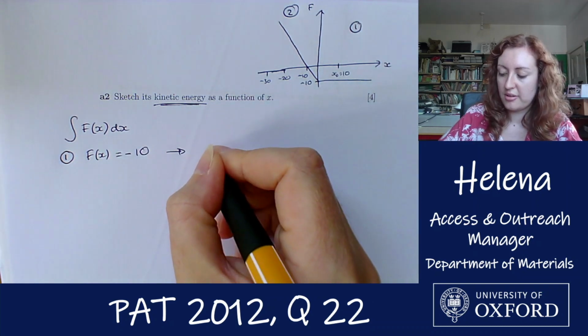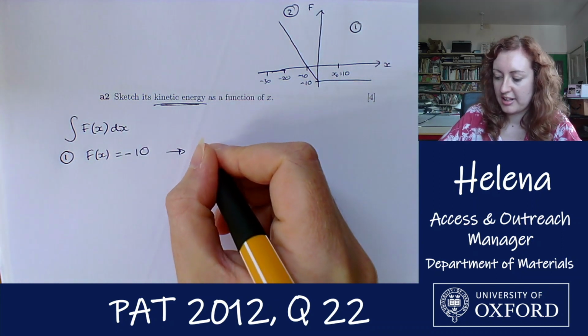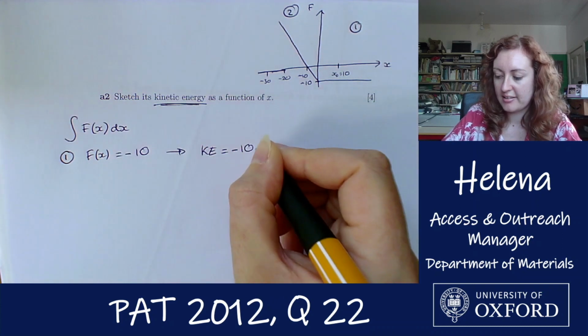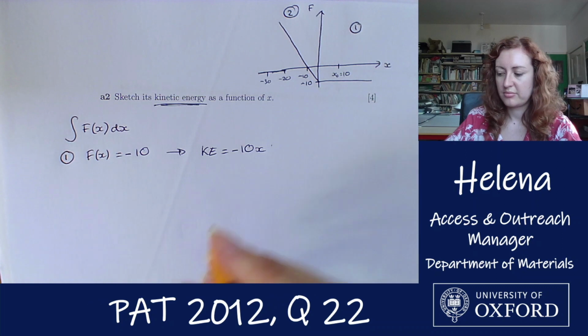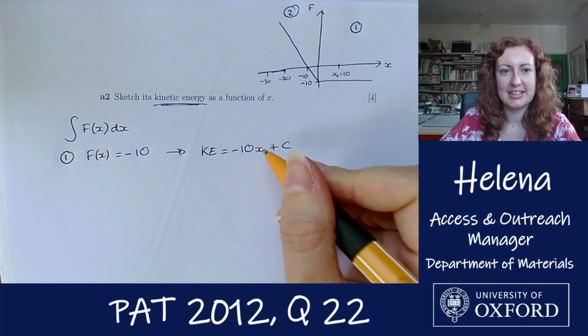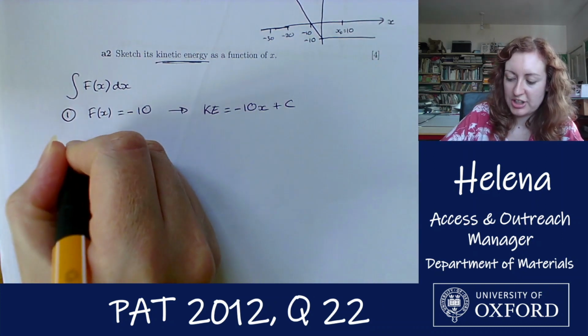Therefore, if we work out the energy, the integral of that, we would simply have that the kinetic energy is equal to minus 10x plus a constant. But we know that this part is linear. Okay, so what about for region 2?